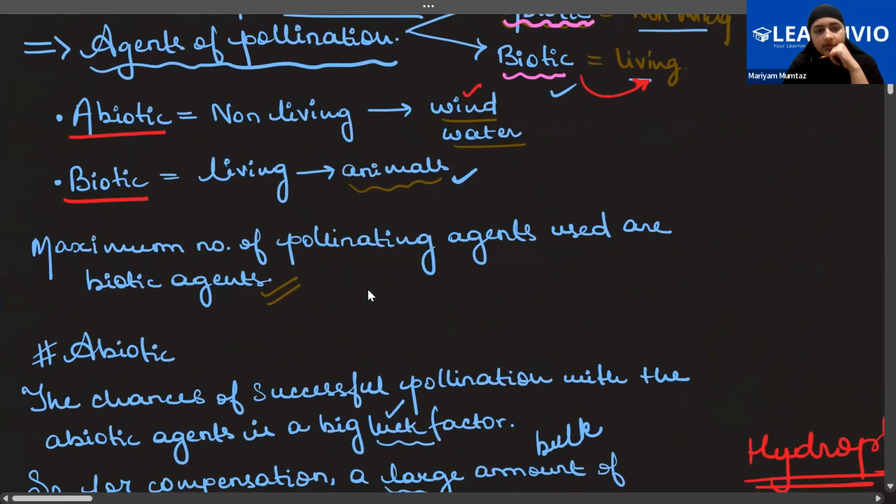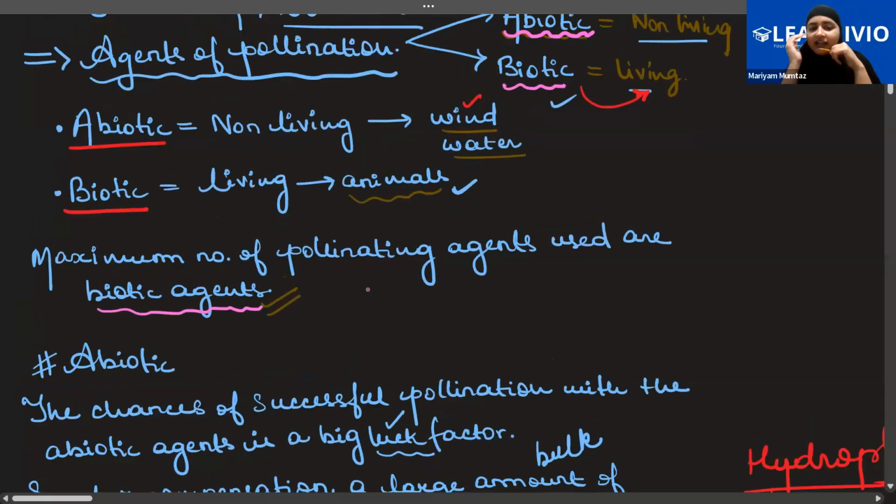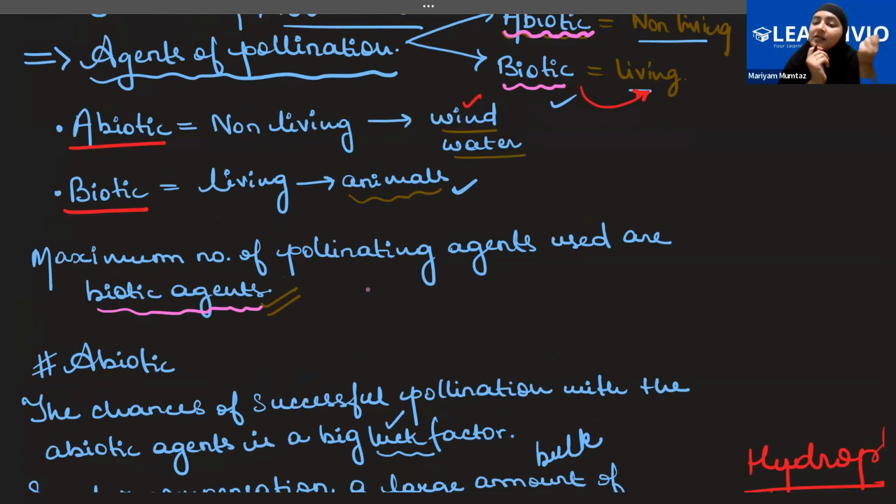All right. Now the maximum number of pollinating agents used are biotic agents. Can you think of any agent that comes to your mind when you think about a living pollinator? Bee, honeybee. Everyone has seen a honeybee sitting on a flower, isn't it? So apart from taking the nectar from the flower, they are also helping in pollination. So honeybees are the best pollinators.